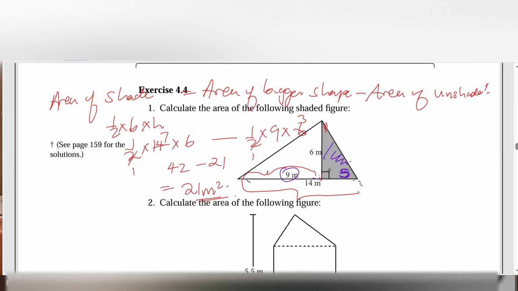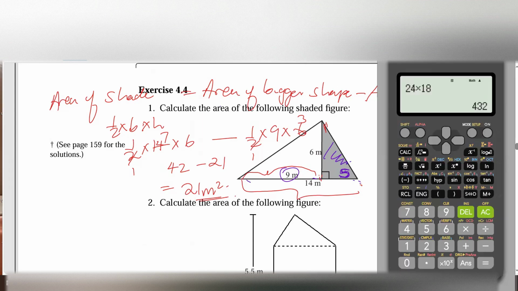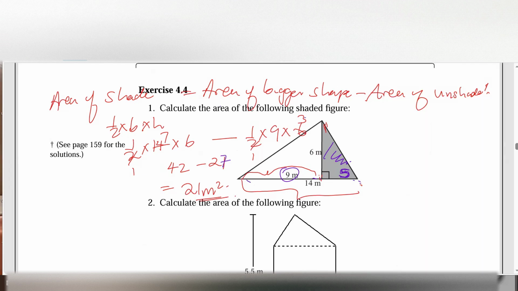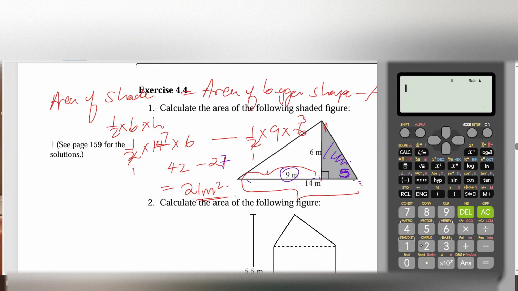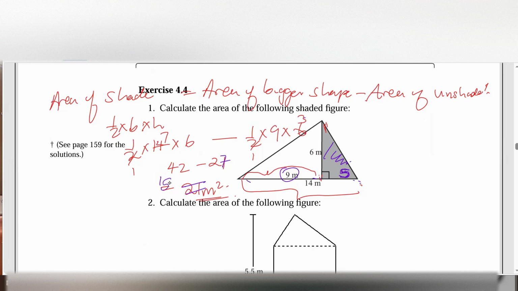Is our answer correct? What's 7 times 6? Well, this is a 42, not a 21. So 42 minus 27, it's 15, okay? So this is 15 meters squared. If we look at this triangle, we can say a half times the base times the height, so a half times 5 times 6. 6 by 2 is a 3, 5 times 3, which is 15. It should give us more or less the same answer.